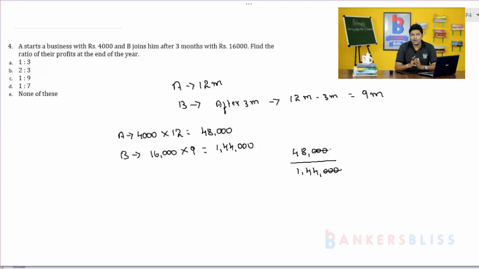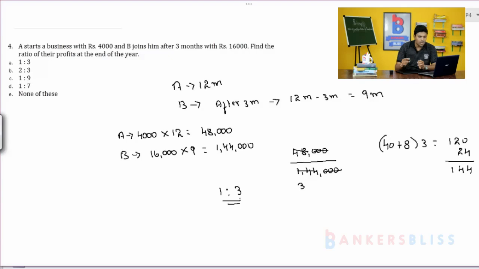Do the calculation in your mind itself. 48, in your mind you have to consider it as 40 plus 8, into 3. So 40 into 3 is 120, 8 threes are 24. If you add both, you will get 144. This calculation has to be done in your mind. You should not use any paper and pencil, because in this part you can save a lot of time. So 48 threes are 144. So the ratio of their profits after the year will be 1:3. So option A is the right answer.